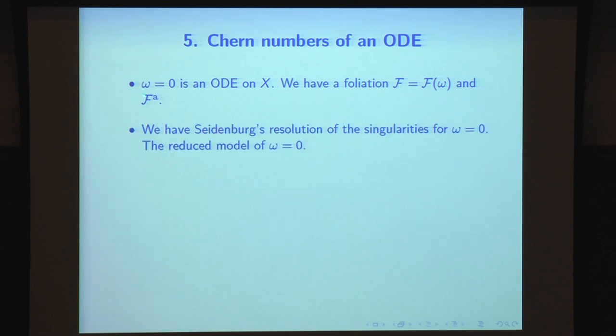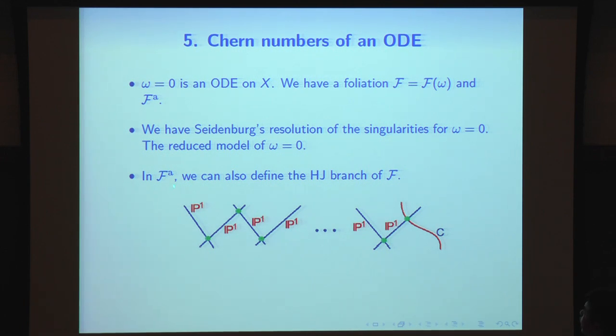Actually, we have defined these bundles. If omega is an ODE, we have the foliation and the subset of algebraic solutions. We have Seidenberg's resolution of the singularities, the reduced model. We can assume that this differential equation is a reduced differential equation. This means all the singularities are reduced.